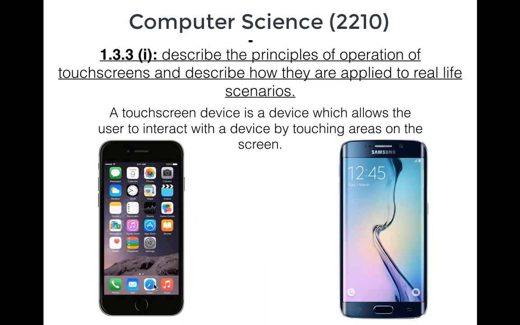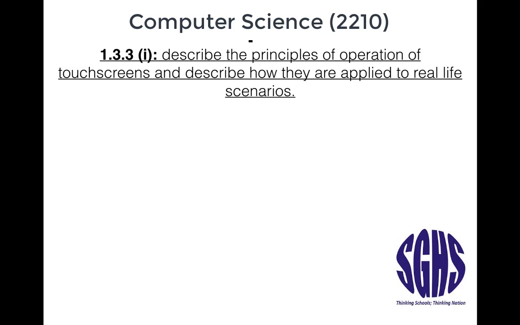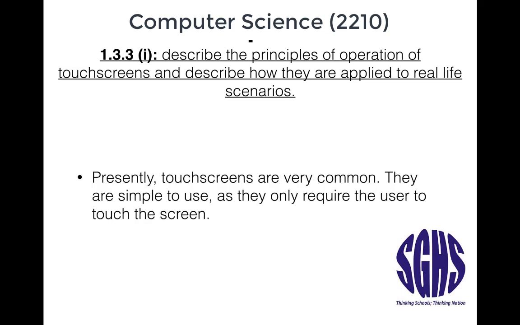We're going to be looking at 3 different touchscreen technologies: capacitive, infrared, and resistive. And there are benefits and drawbacks to each of them. So we'll be looking at the principles of operation of each system, the benefits and the drawbacks. So let's get started.